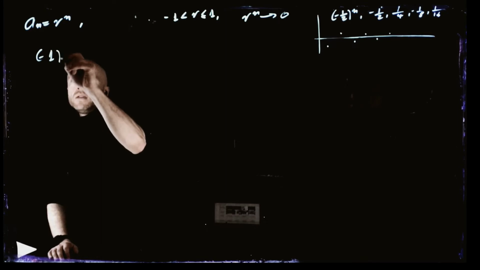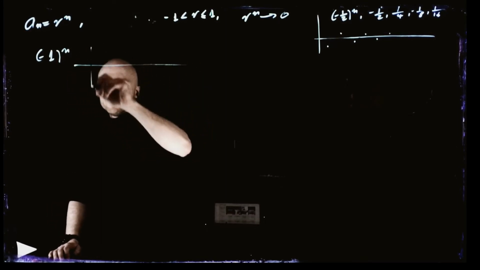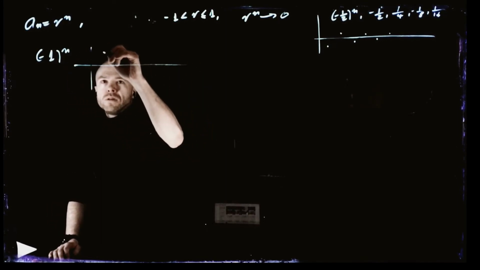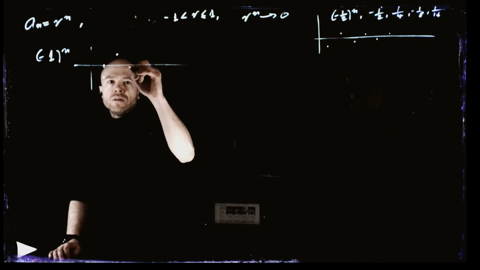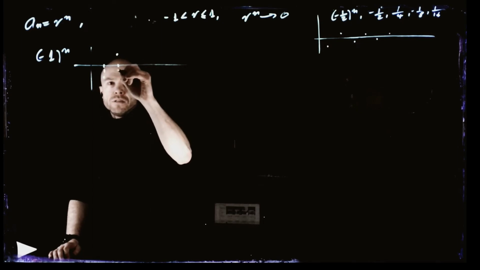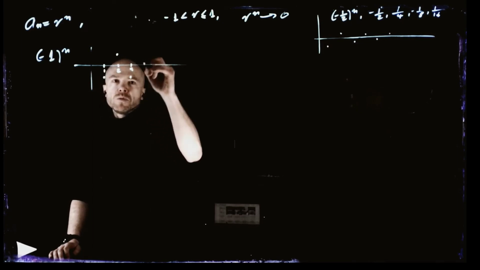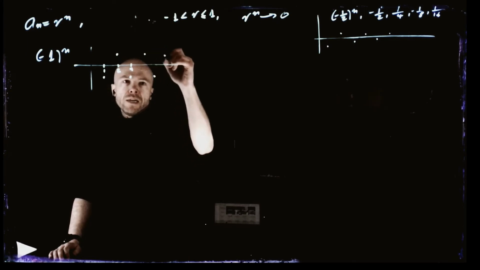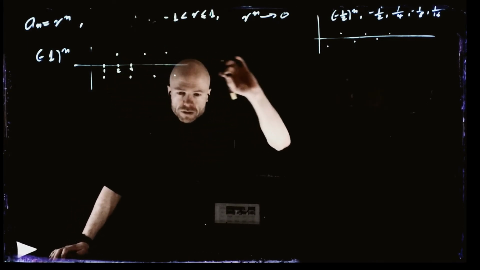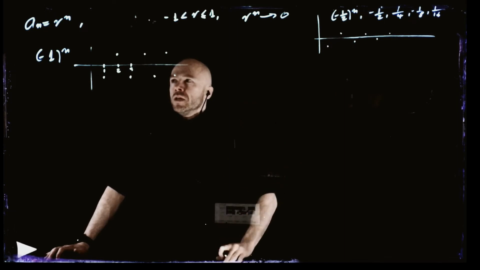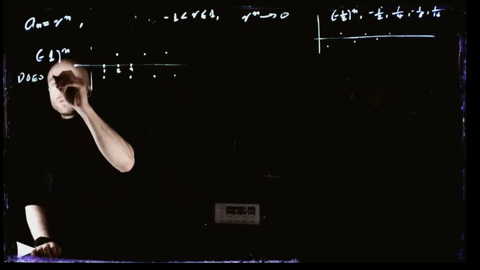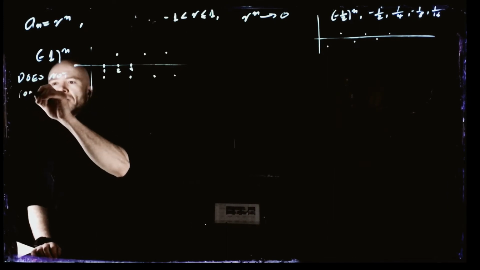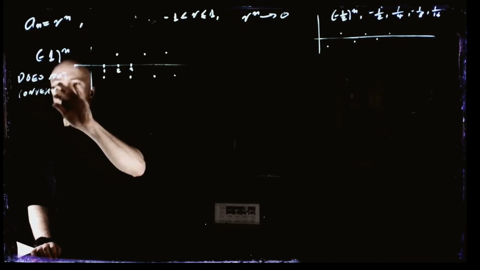So (-1)^n, let's visualize it. When n equals 1, we have -1. When n equals 2, we have 1. When n equals 3, it is -1. So it's just going to keep alternating up and down, up and down. We're not trapping this close to any limit, right? So (-1)^n does not converge. Okay, let's think about values that we haven't considered yet.